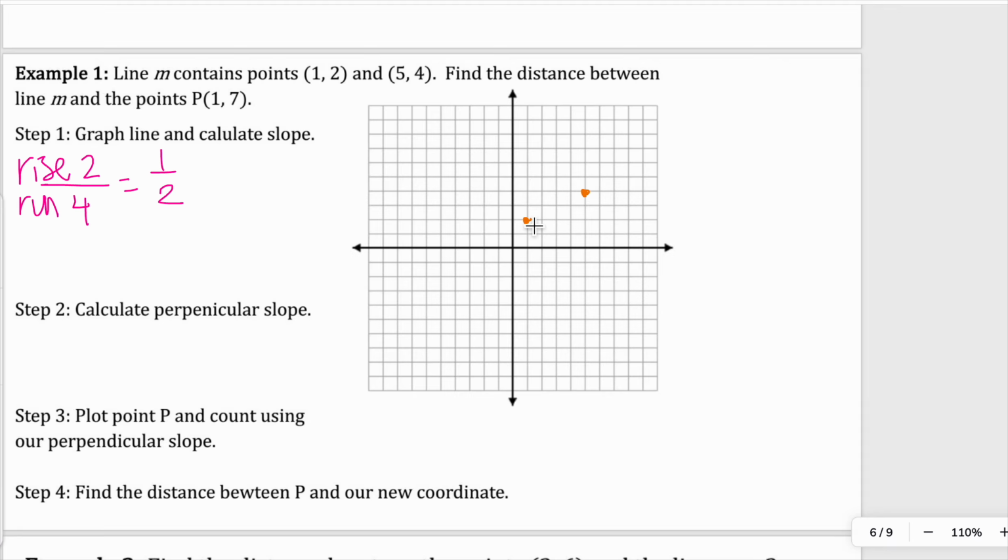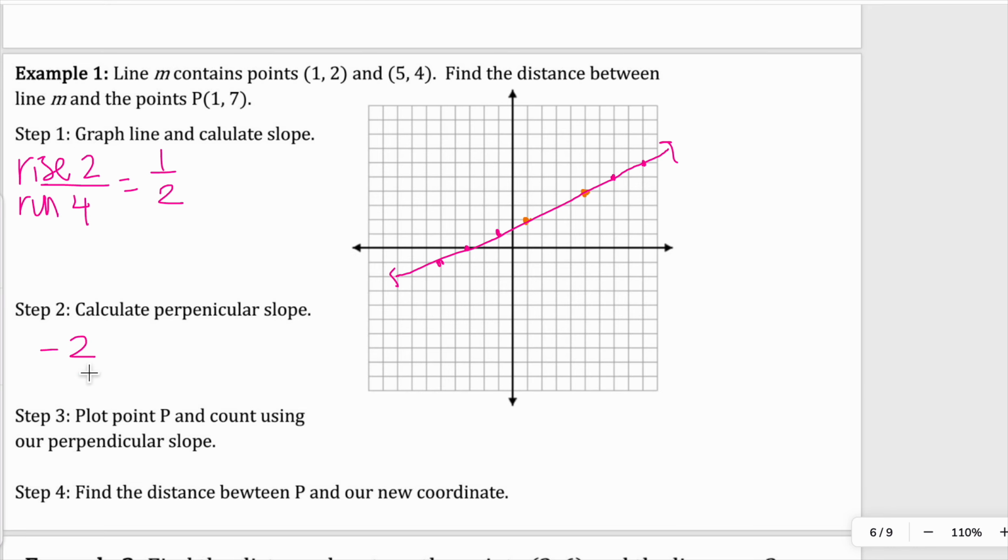That means I can continue this line, like maybe go up 1 over 2, down 1 over 2, down 1 over 2, just to give me a few more points. And then I'm going to try my best here to draw a straight line. Ooh, there we go. Okay. Then we want the perpendicular slope. So the perpendicular slope is going to be -2. Okay. Plot point P and count using our perpendicular slope.